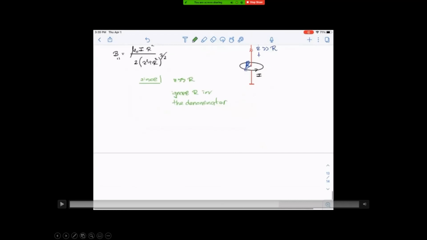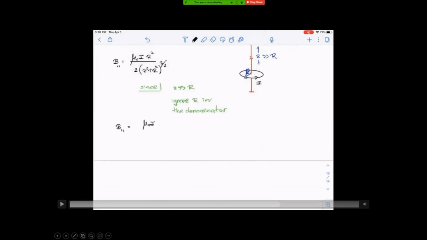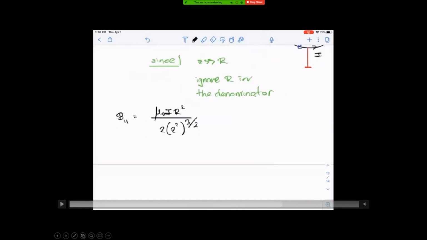If Z is much bigger than R, like this is a million and this is 1, then R is going to be so small that we will just ignore it. Just pretend that it's not there. I'm not going to even use anything else. I'm just going to look at it and say that's just too small. Let's just ignore that expression.